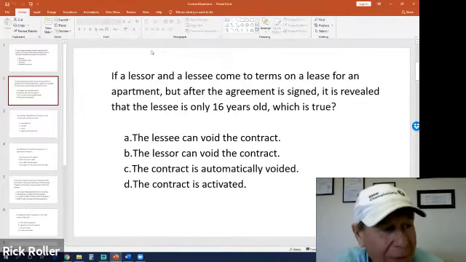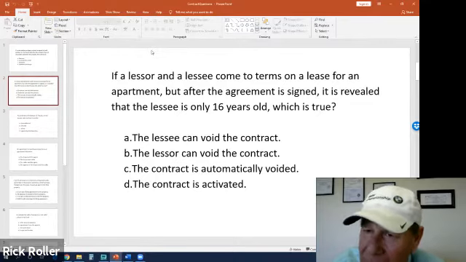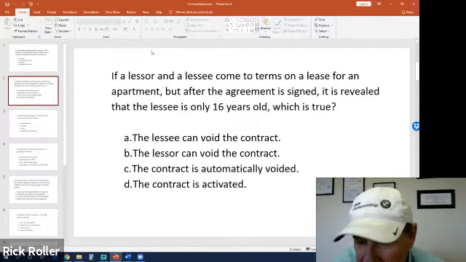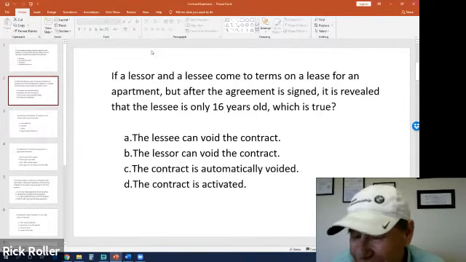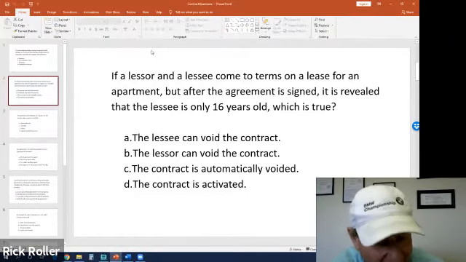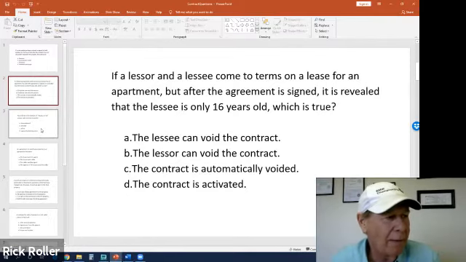Let's hang on to that one. Lessor can void the contract. No, the lessor had capacity. The contract is automatically voided. No, there's no automatic voidance anywhere. And the contract is activated. Boy, that's just a giveaway, stupid answer, right? So the correct answer to this one obviously is A. I hope you got that.